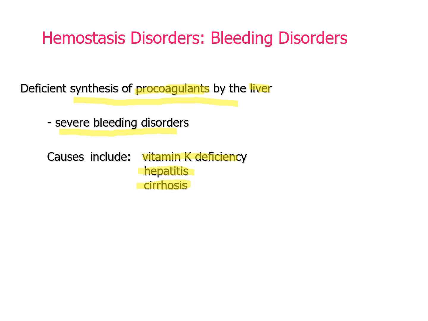So in a person who's chronically damaging and injuring their liver, the liver is taken over with lots and lots of connective tissue rather than the liver cells that should be there, and so they have deficient production of clotting factors or procoagulants and often bleed.